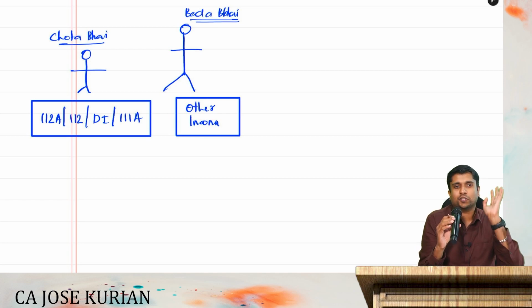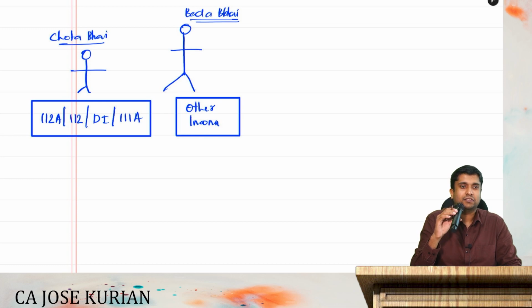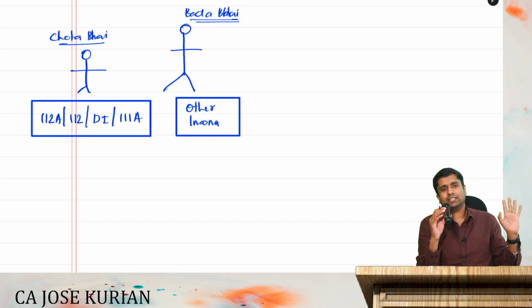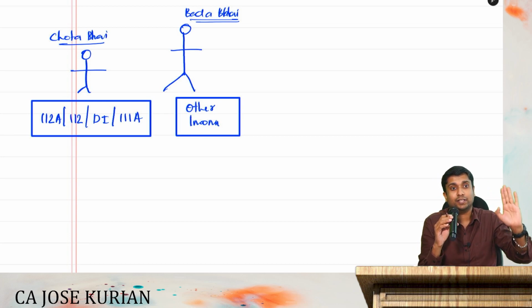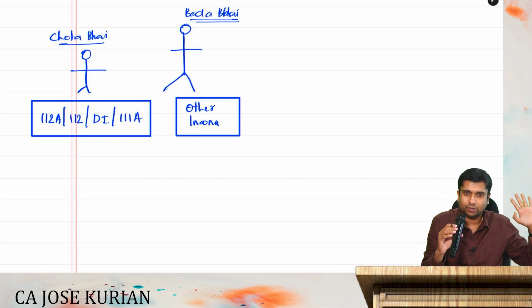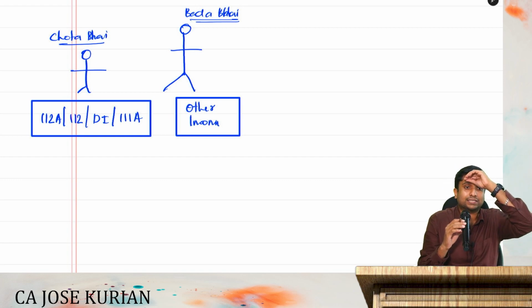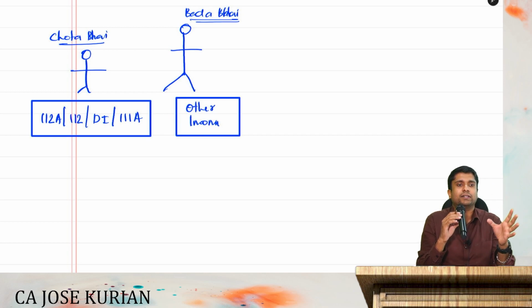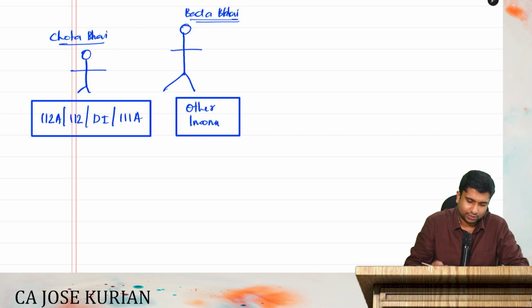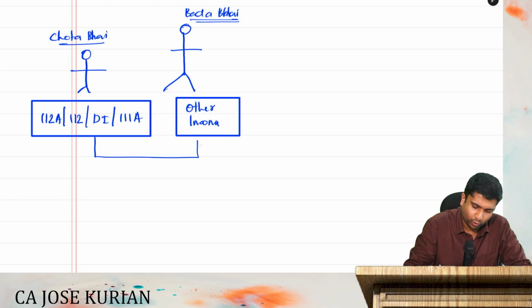What is the specialty of chota bhai? Chota bhai's speciality is that the maximum surcharge liability will be 15% in all permutation combination. Yes or no? This chota bhai and bada bhai went for a walk.